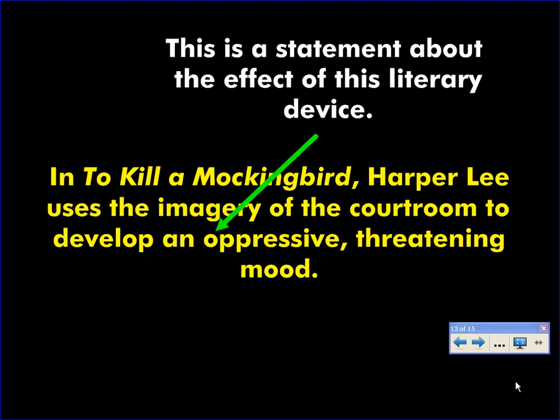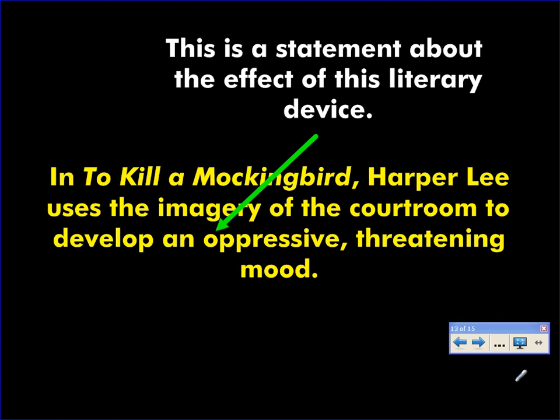Here's another comment that I want to make about this. I want you to pay attention to this as well. Some writers will say, in To Kill a Mockingbird, Harper Lee uses imagery to develop mood. What's the problem? Not focus. It doesn't tell me what I'm talking about. Remember what I've said before. I want focus. And focus means you must specify.